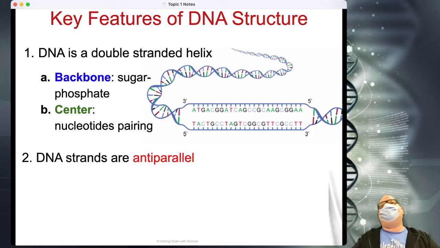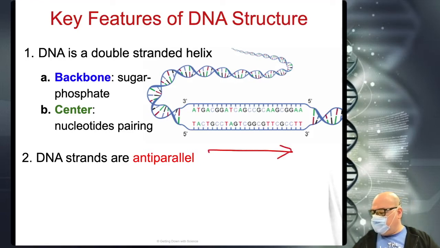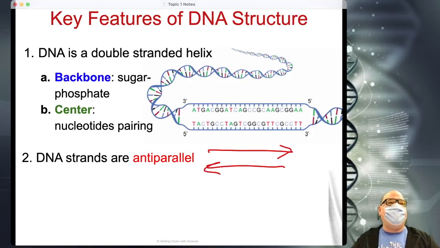All right. DNA strands are anti-parallel. That means one goes one way and one goes the other way. That is that 3-5, 5-3, okay? So they kind of point in different directions, and it builds always in the same direction. Anti-parallel.